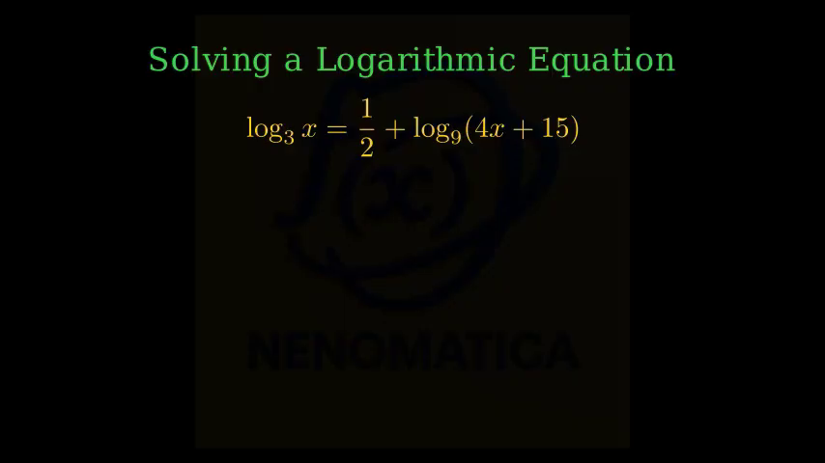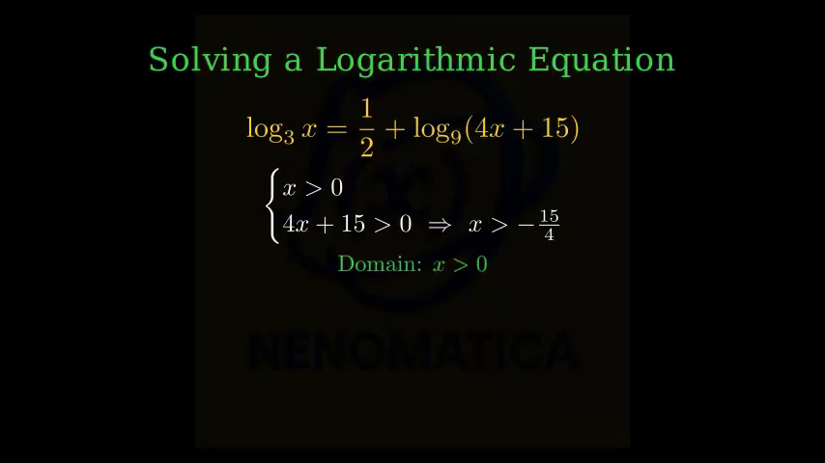Step 1. Domain. The arguments of logarithms must be positive, so x is greater than 0, and 4x plus 15 is greater than 0, which implies x is greater than negative 15 over 4. The intersection is simply x greater than 0.